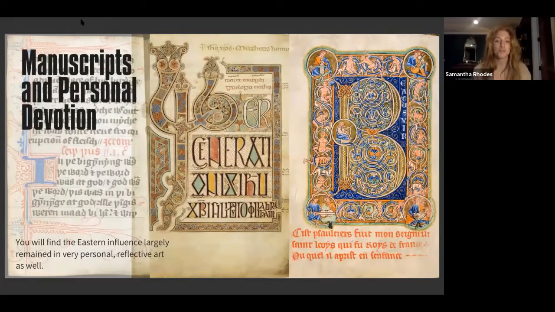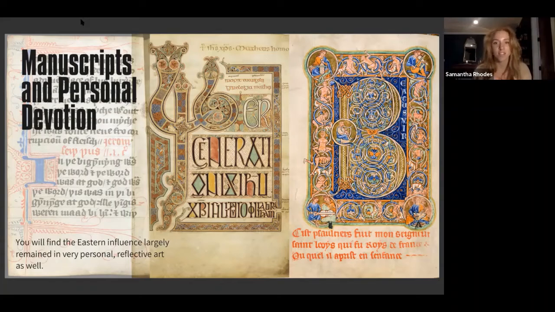Now, manuscripts and personal devotion were very important in the medieval era, and obviously the Byzantine era as well. You'll find that Eastern influence largely remained in very personal, reflective art as well. Now, these manuscripts, although some of them were used for public devotion, where a priest or a certain figure would read off these manuscripts, most of them were actually used for private devotion. A lot of them are a book of hours, which is just like a prayer book with all these elaborate pictures. Some of them are introductions to certain gospels that a family would collect and keep, a wealthy family in particular.